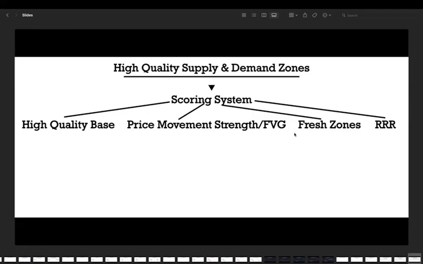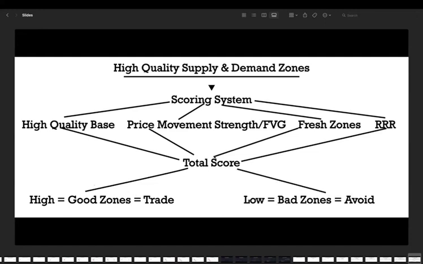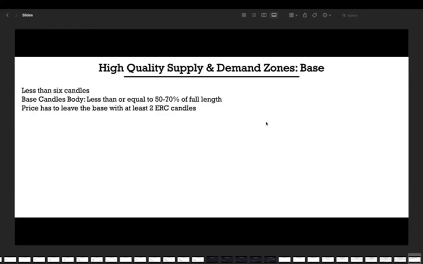Four most important criteria and a scoring system, that's what we're doing. It is scoring each criteria, then summing each one and getting a total score. If the total score is high, it means that it's a good zone. You can trade with that. If the total score is low, it means that it's a bad zone and it's better to avoid such a key level. Boom, that's it. So now let's delve into each criteria, understand how you can score that and how this stuff is working.